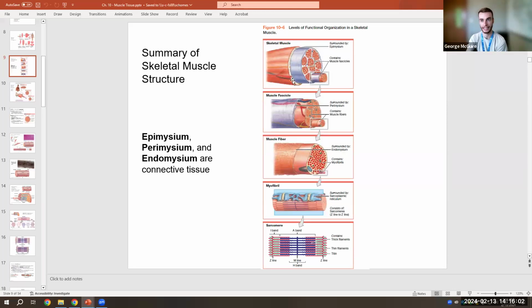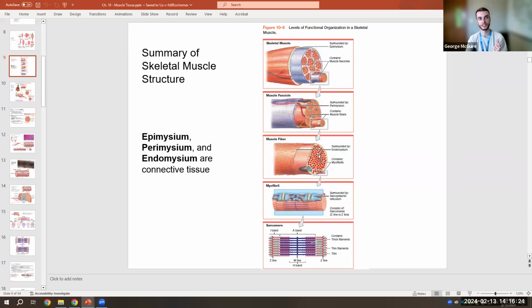So again, epi meaning outer. This is connective tissue surrounding the entire outer portion of the organ. Peri meaning between. These are surrounding each of the fascicles, which are groups of myofibers, of muscle cells. And then endomysium surrounding our smallest unit here. Each individual cell is surrounded by endomysium connective tissue.